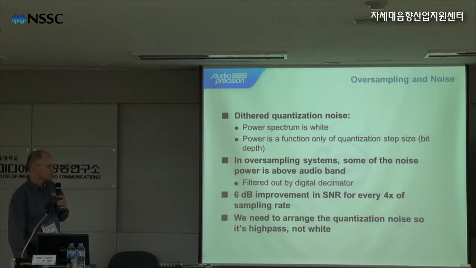In oversampling systems, some of the noise power is above the audio band, and then it gets filtered out by the digital decimator. So we get a 6 dB improvement in the signal-to-noise ratio for every 4 times higher sample rate that we use. And we need to arrange the quantization noise so that it's high pass. Instead of being flat, we want it to be up in the high end of the audio spectrum.